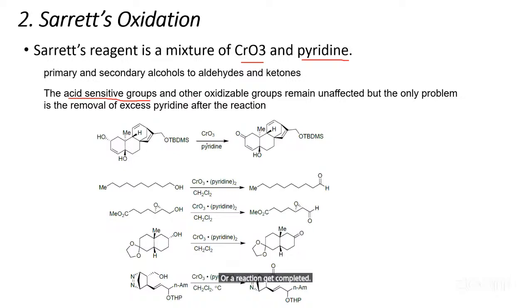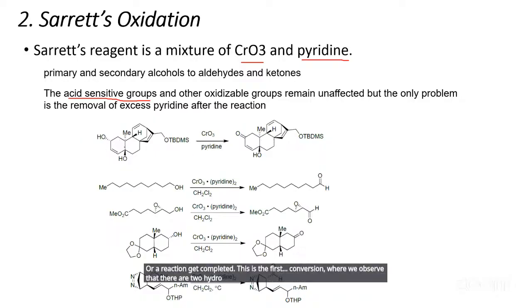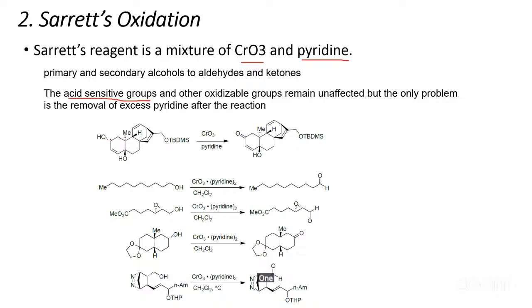This is the first conversion, where we observe that there are two hydroxy groups. One is a secondary alcohol and one is a tertiary alcohol. Out of this secondary and tertiary alcohol, only the secondary alcohol gets oxidized, while the tertiary remains unaffected. This is the key feature of the Collins oxidation.